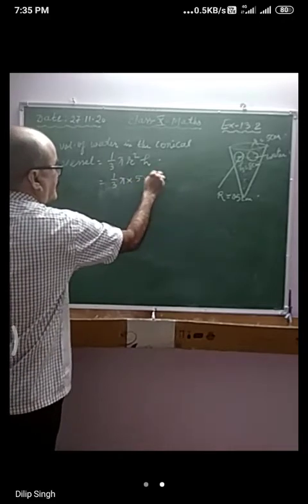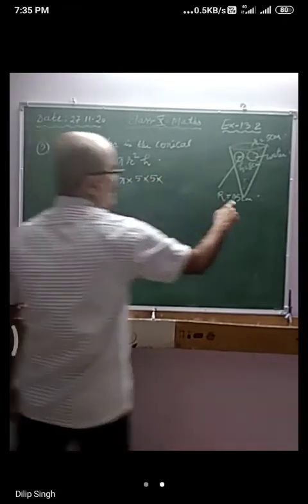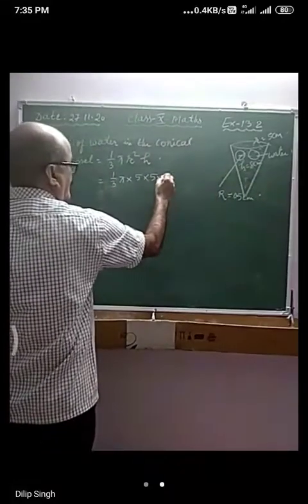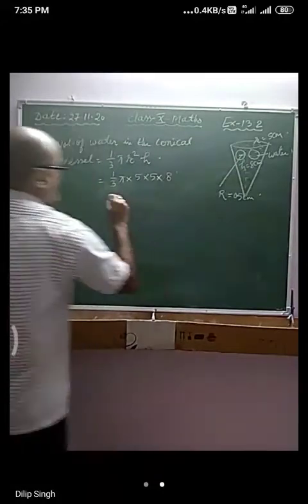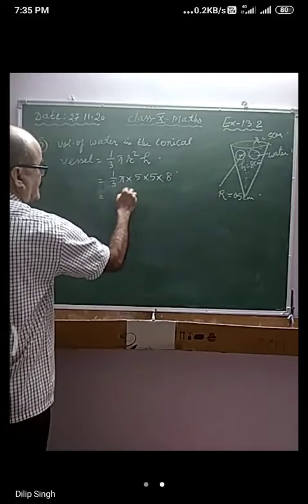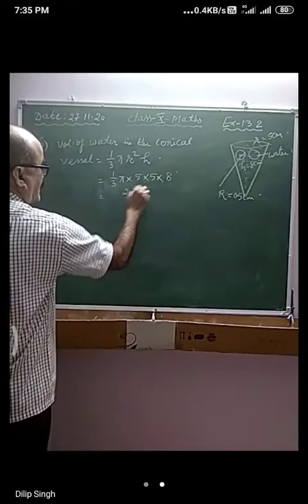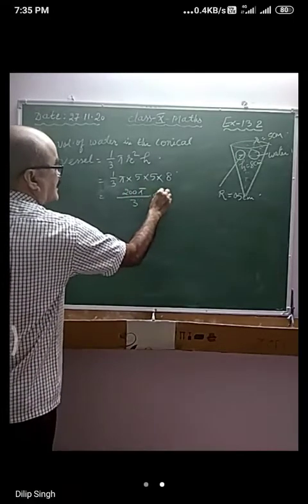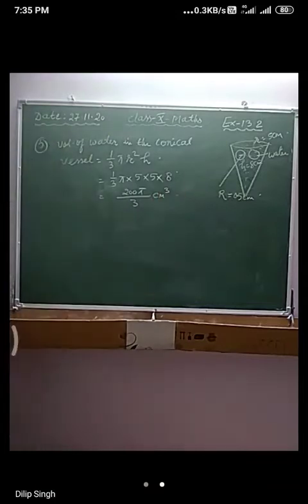That is 5 into 5. And the height of the inverted cone is 8 centimeter. So this will be equal to 5 5s are 25, 25 into 8 is 200. 200 pi by 3 centimeter cube. Right?